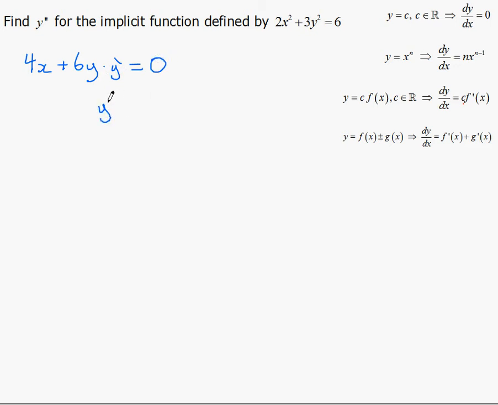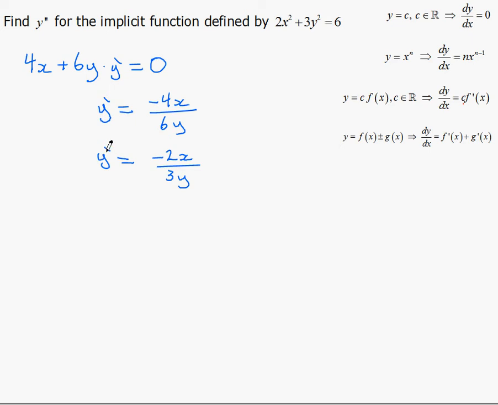The easiest thing to do is to solve this for y prime. So that gives us -4x over 6y, or -2x over 3y. That's the first derivative. Now we need the second derivative.